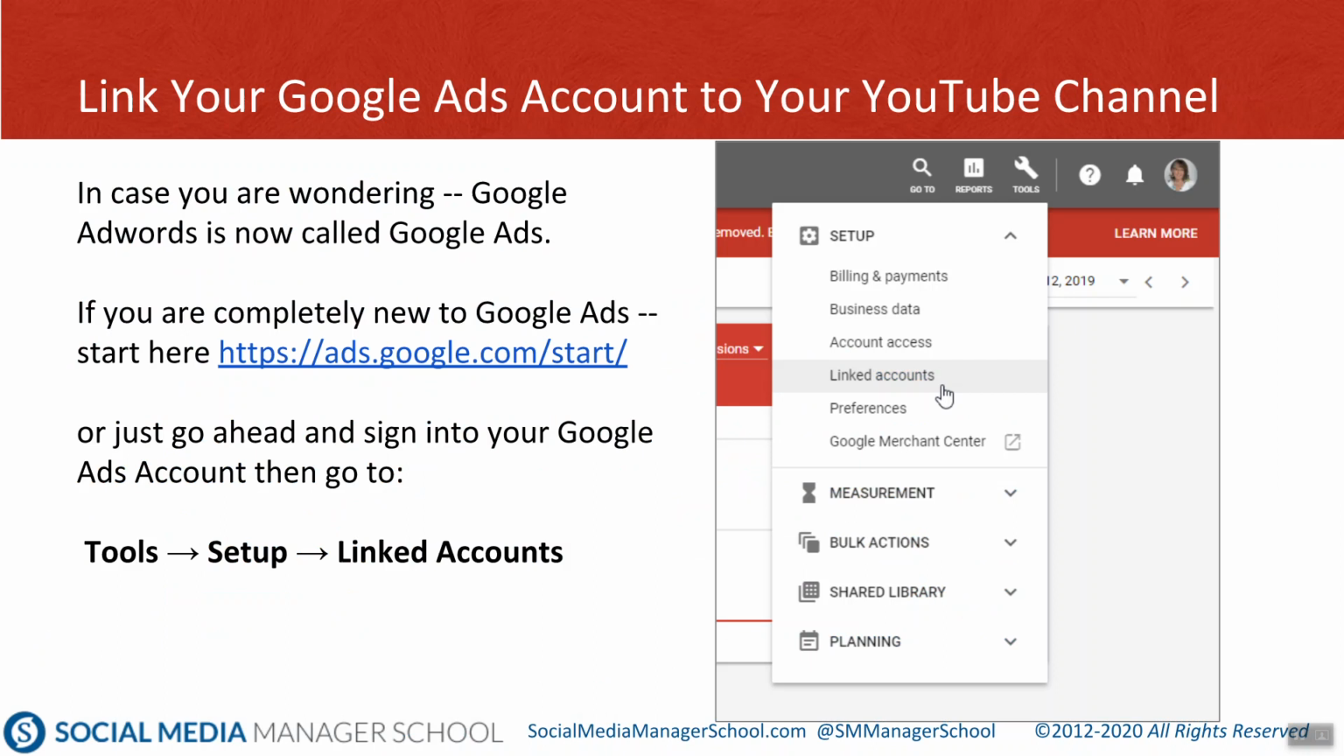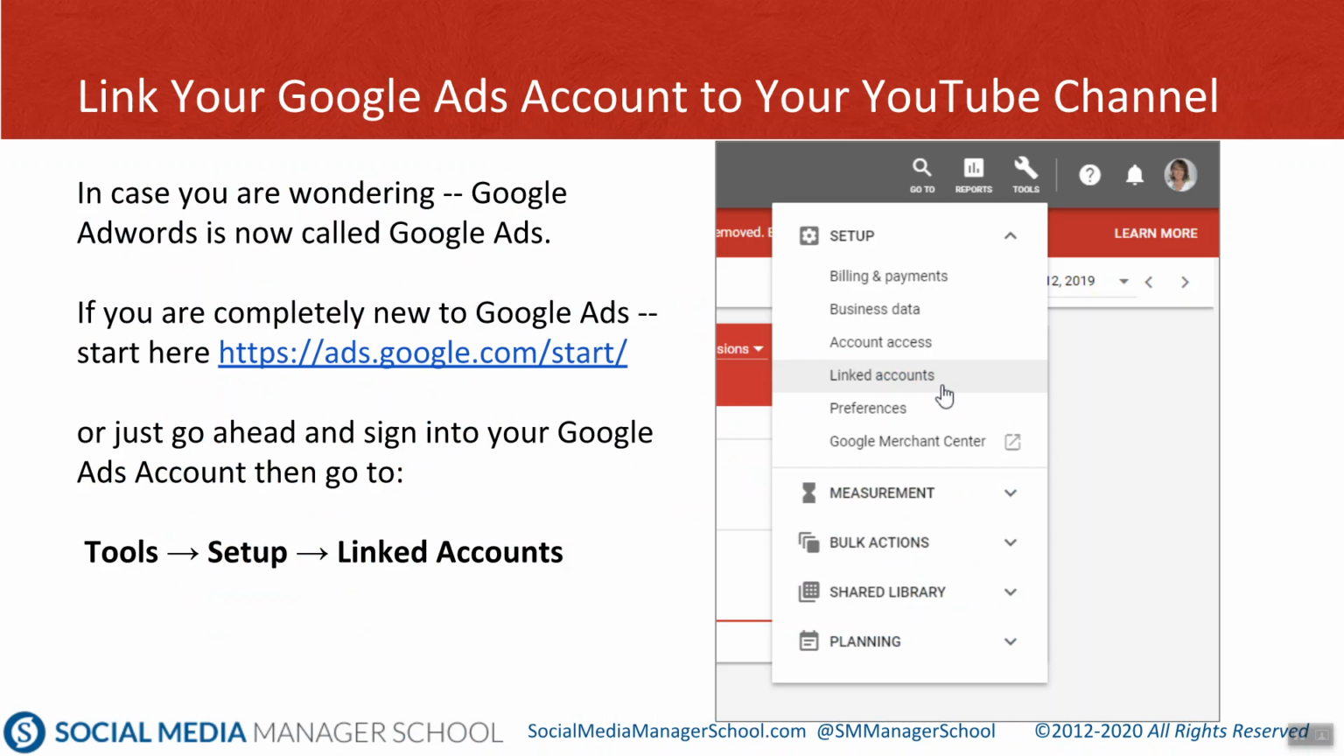So before we can actually get into the whole thing about YouTube ads, there are some things that have to be hooked up. The first thing you're going to need to do is link your Google Ads account to your YouTube channel. Now, in case you're wondering, Google AdWords is now called Google Ads. So it makes sense, but sometimes it's hard to get used to it. And you'll see in a few more slides that they haven't changed out all the wording yet either.